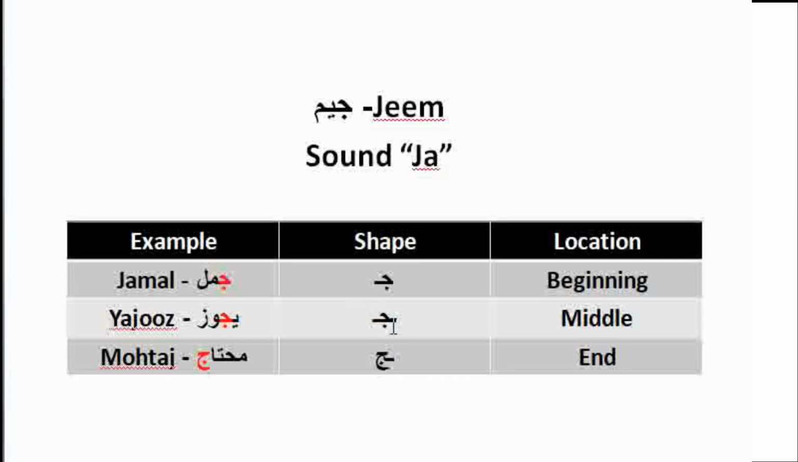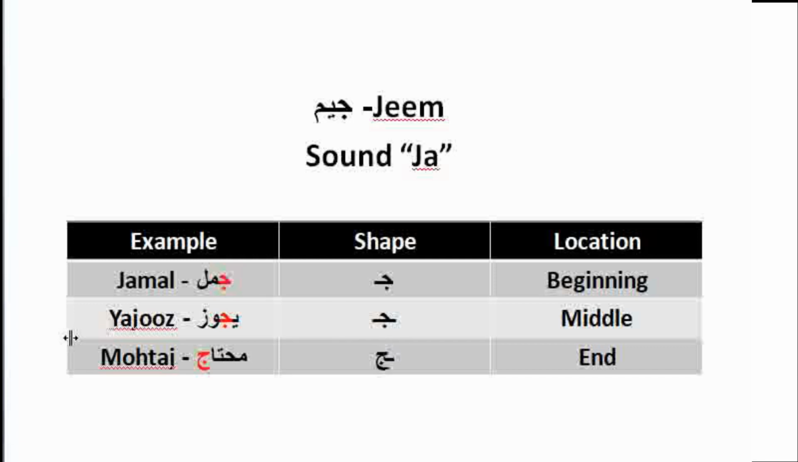In the middle, it looks like this one. It's connected from before and after. It could be connected by a letter before it and a letter after. And if you go to the first video, you will understand what we are talking about here. And this will be explained later in details. So don't worry about it. What we want to do now is to understand all the alphabets, how they look like, and what's the sound of the letter. So an example of the letter Jim in the middle is the word Yajuz.